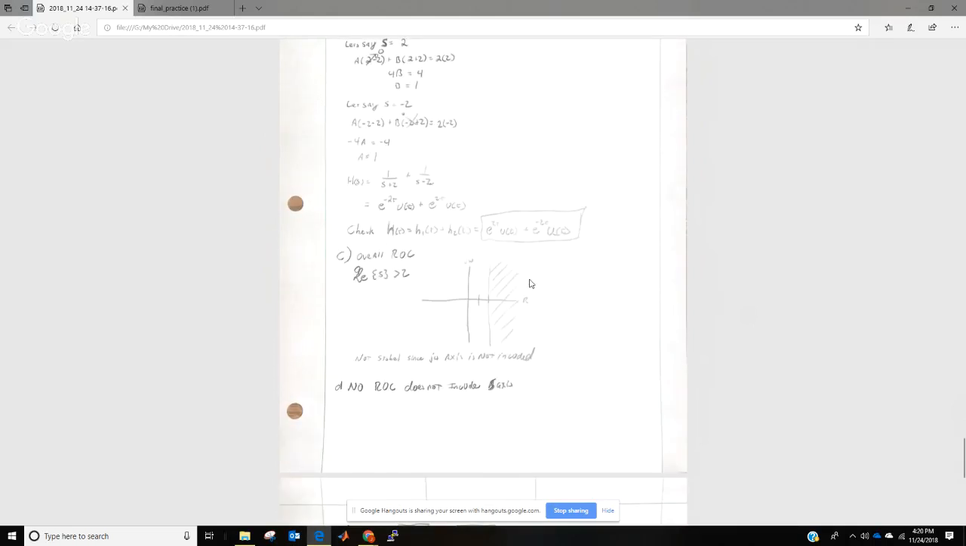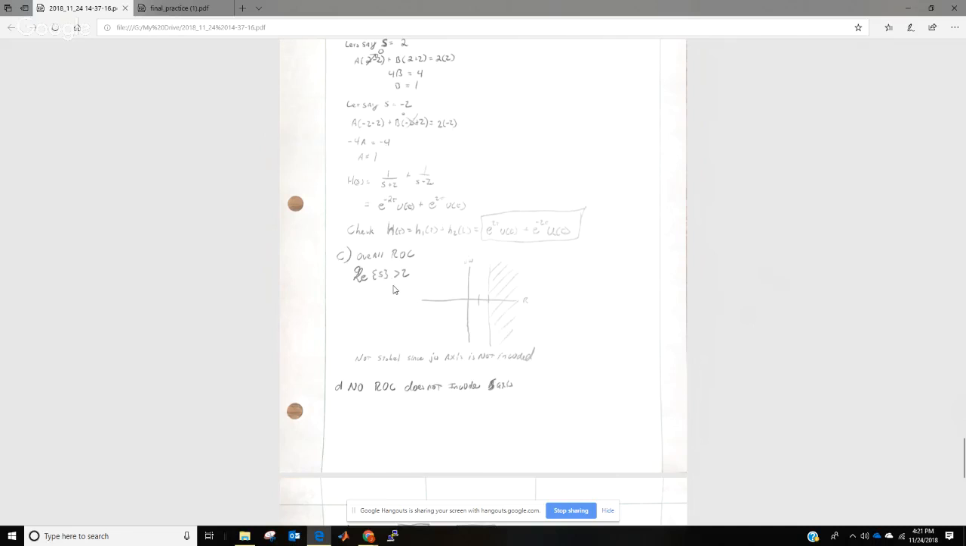Part C asks us, what does part C ask? Sorry. Is the overall system stable? Why or why not? So we test for stability by drawing the region of convergence. We know that the real part of s has to be greater than 2. So this is your real and your imaginary plane. Everything's got to be greater than 2. Our imaginary axis is not included within the region of convergence. Therefore, it is not stable.